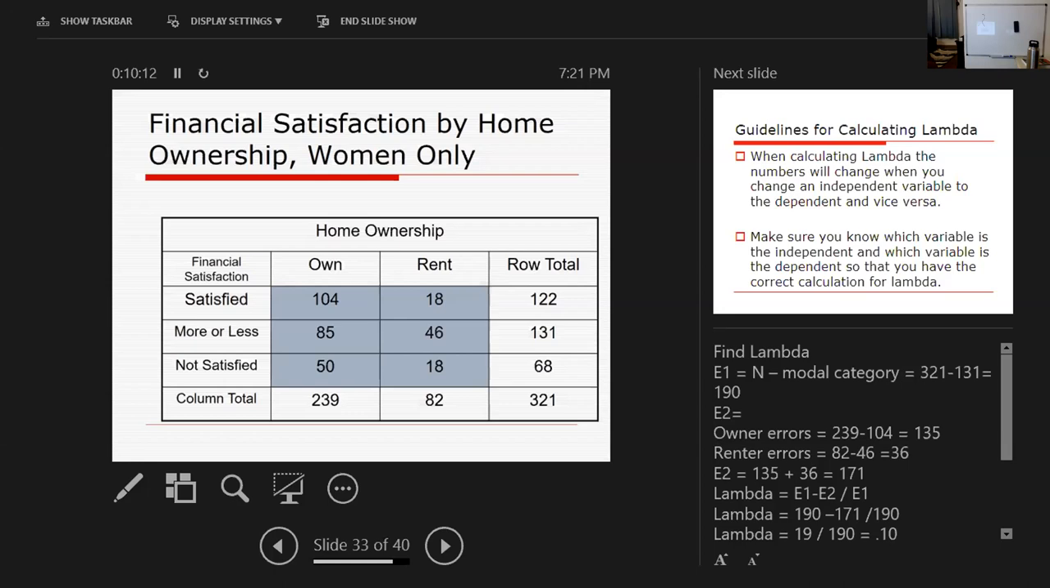I don't understand. Does anybody have the answer or what they think is the answer? Well, your math is pulled up on the screen that you're sharing, so I can see it, but I don't even understand how you got those numbers for E2.